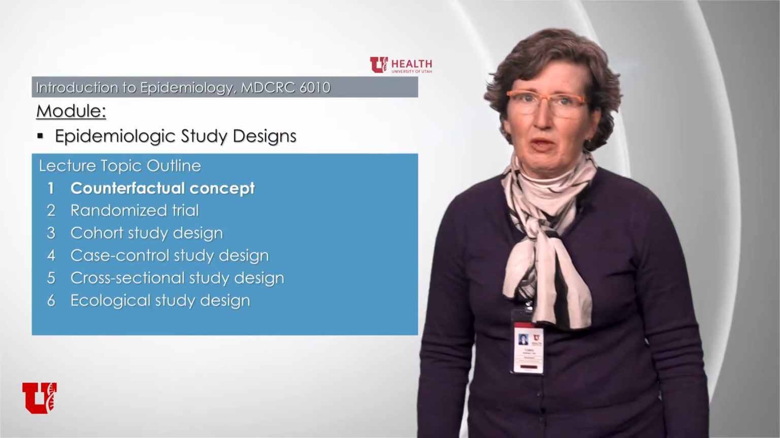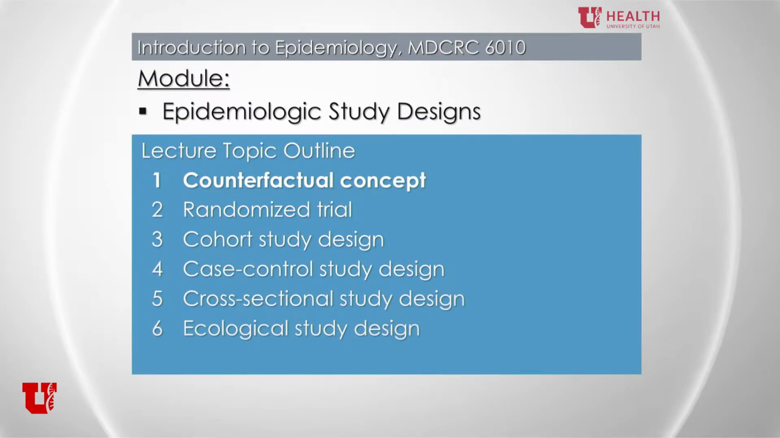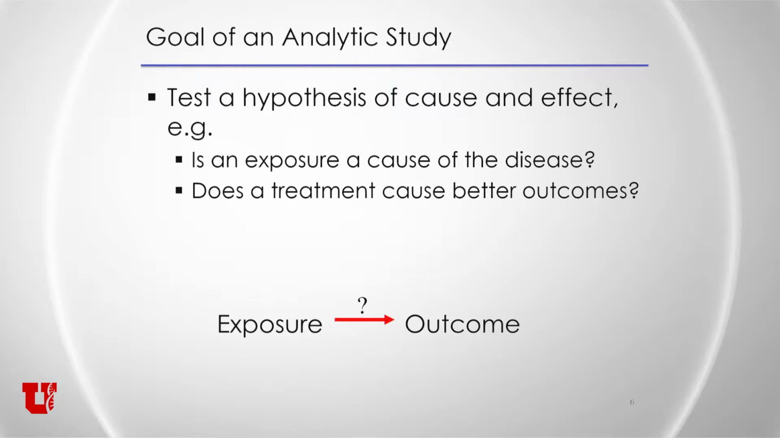So I'd like to start, in this outline, with the counterfactual concept. The goals of an analytic study are going to be to test a hypothesis of cause and effect. Is an exposure a cause of the disease? Does a treatment cause better outcomes? So exposure with a directional arrow meaning time and also a directional arrow meaning cause. Does this exposure or treatment cause this outcome? If that's the study question, then that's an analytic study.